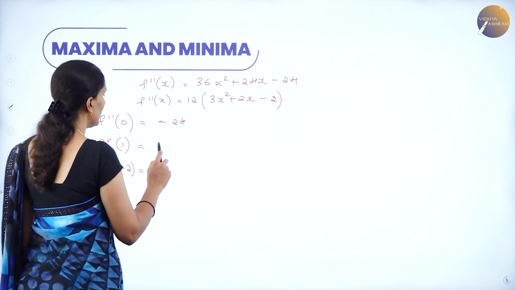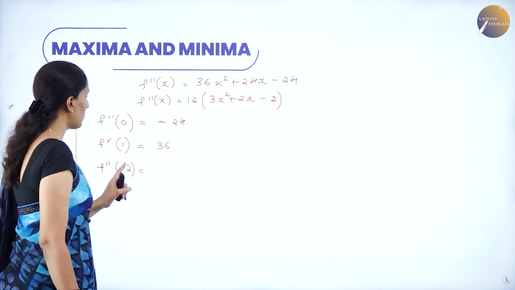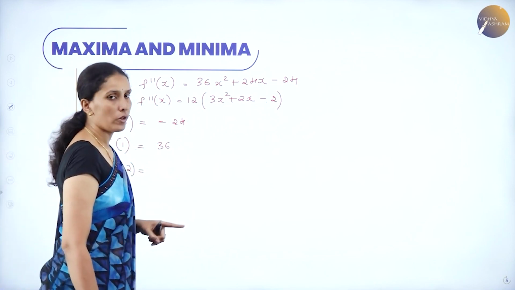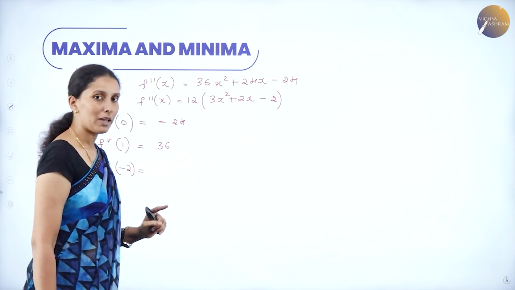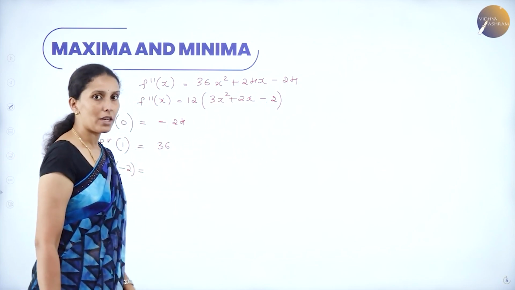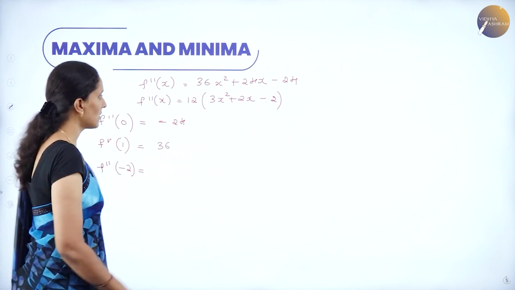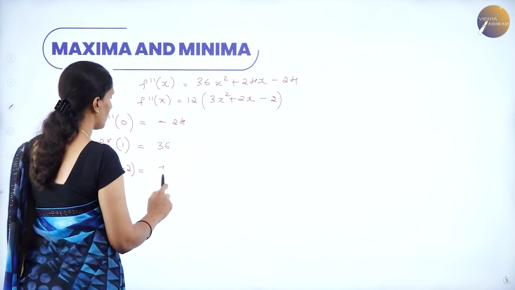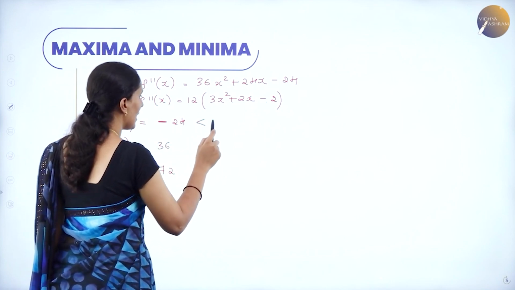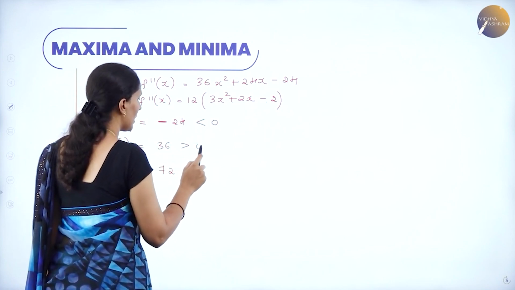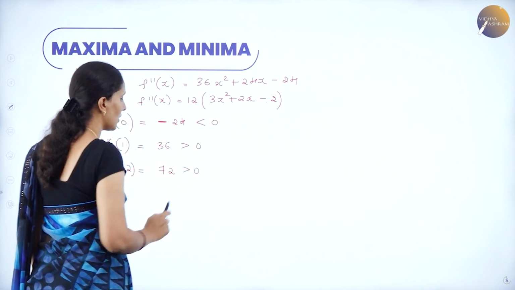So 12 3s are 36. Next put minus 2. Minus 2 whole square becomes 4. 3 4s are 12. 12 minus 2 becomes 10. Again 2 into minus 2 is minus 4, so it becomes 6. 12 6s are 72. Now here you can see clearly this is less than 0, this is greater than 0, and this is greater than 0.